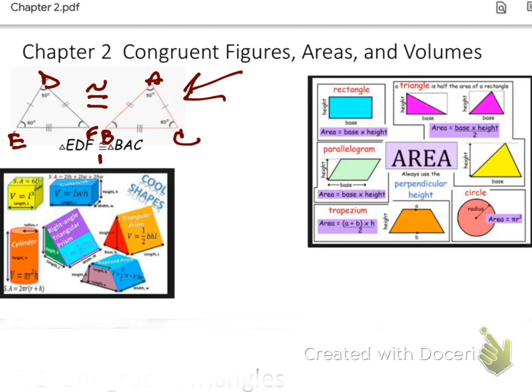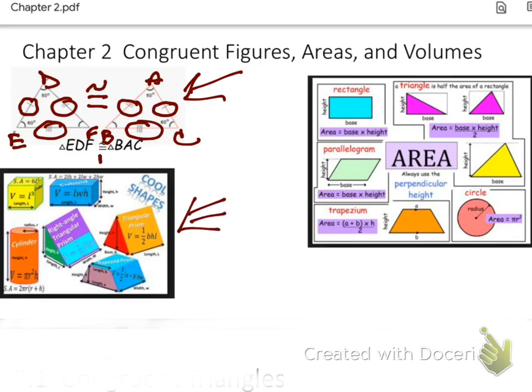So if they have one hash mark on this side, it equals the one with one hash mark on this side. 2 hash marks on this side equals 2 hash marks on this side. 3 hash marks on this side equals 3 hash marks on that side. So that will be discussed later, but I just wanted to give you a little bit of an overview.